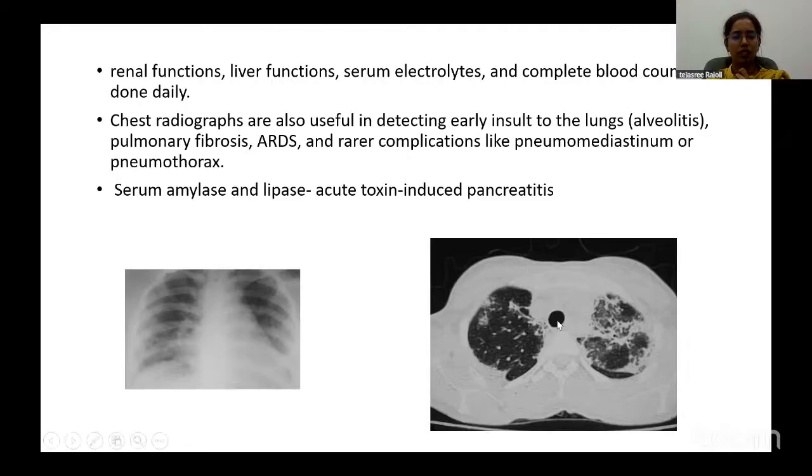The rare complication is pneumomediastinum or pneumothorax. If at all pneumomediastinum is present, that means that the patient's prognosis is very bad. Mortality is very high. Serum amylase and lipase will indicate paraquat-induced pancreatitis. Usually, the pulmonary lung injury is progressive. It usually takes several weeks to recover. Whereas in AKI, if you give good supportive care with dialysis and everything, it resolves over the weeks.